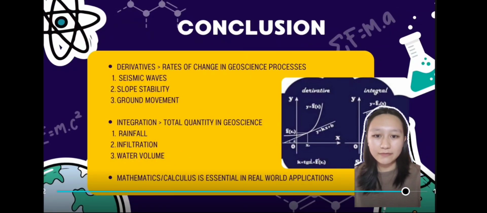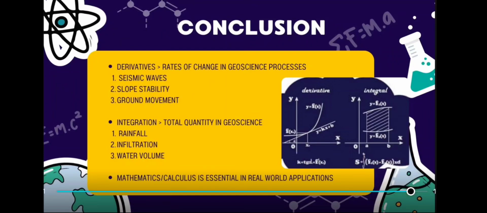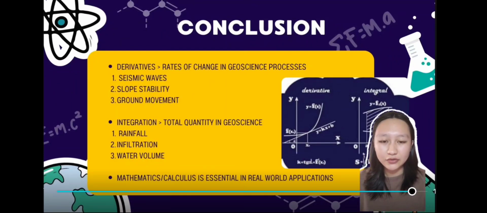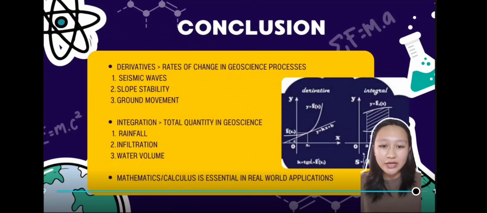We have arrived at the end of our video. In conclusion, this project has shown how derivatives and integration are applied in geoscience through real Malaysian case studies. We learned that derivatives are useful for analyzing rates of change, such as seismic wave velocity and slope stability. Integration, on the other hand, helps us calculate total and accumulated quantities, including rainfall and water infiltration.